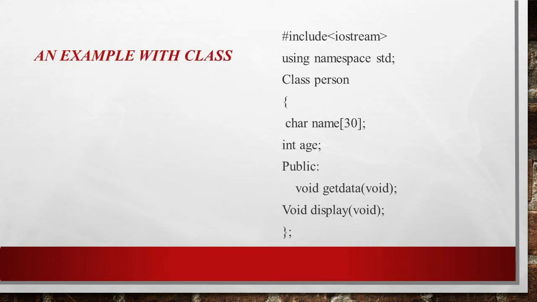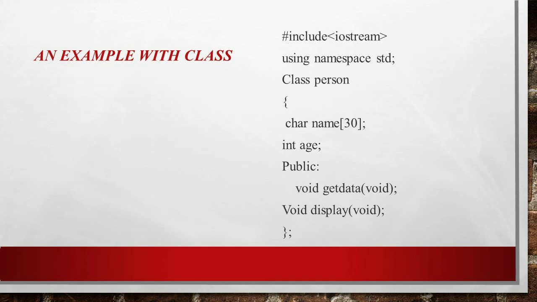Next we look at an example with a class, that means how to create a program structure using a class. We declare a class called person. Person is the class, and in that person class we put two variables, name and age. Name is assumed to have 30 characters, so we use the data type char, char name[30]. Then age will be declared with the data type int.